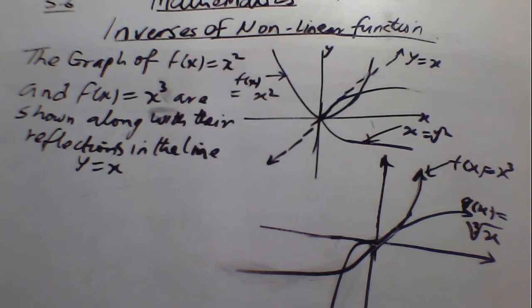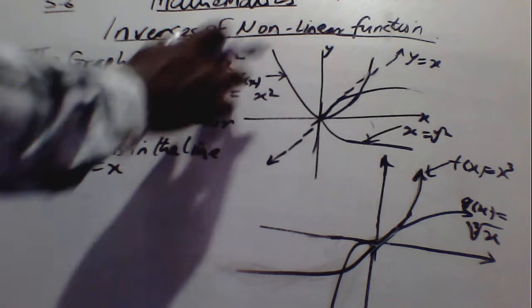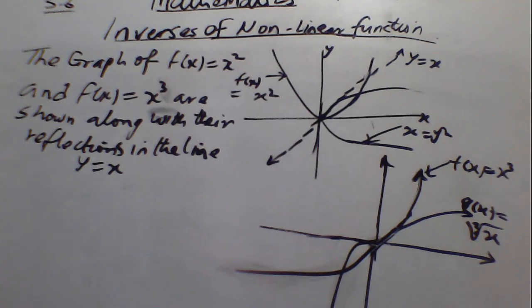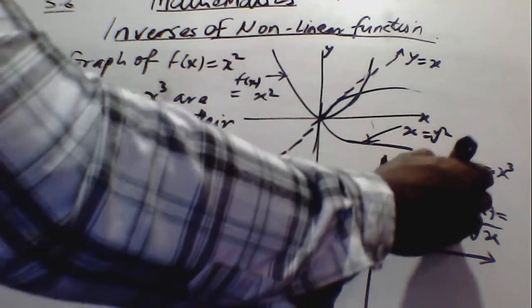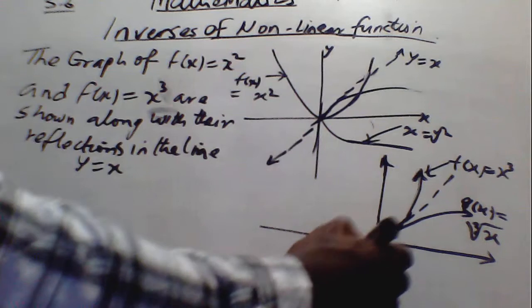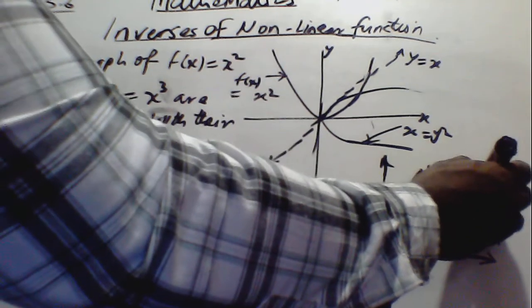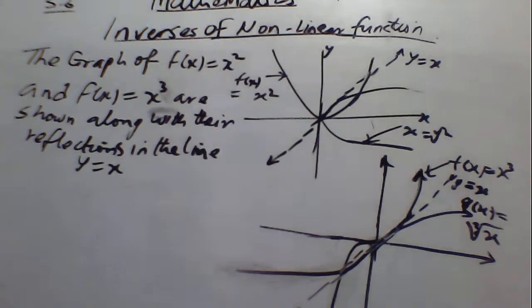Alright, so let's proceed. The graphs of f of x equals x raised to power 3, f of x equals x raised to power 2 are shown along with their reflections in the line y equals x. So if you draw a line here, this horizontal line, this is y equals x. You may not see it very clearly.